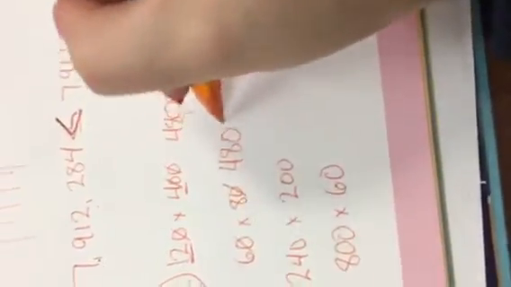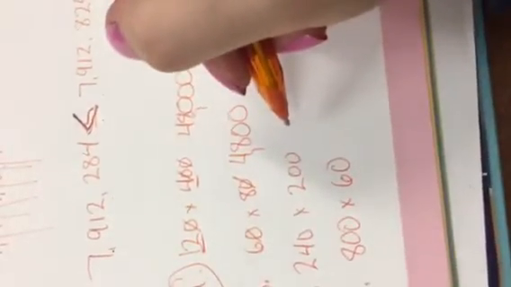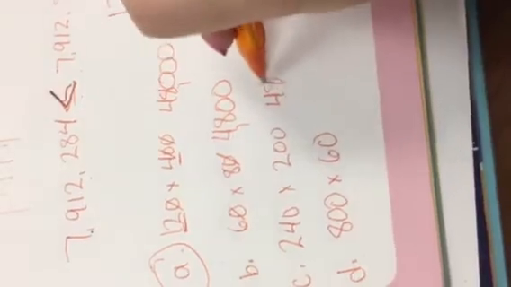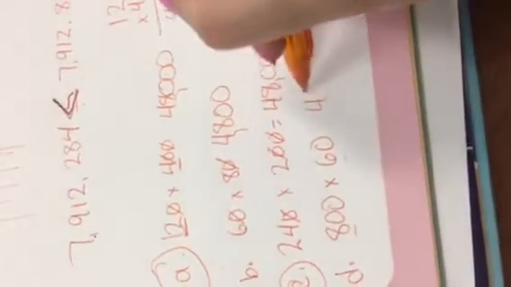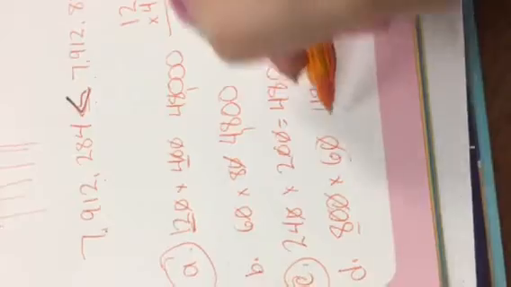6 times 8, I know is 48, and I have 1, 2 zeros, so that's 4,800. 24 times 2 is also 48, and I have 1, 2, 3 zeros. Ooh, this is a good answer choice as well. And 8 times 6 is 48, and 1, 2, 3 zeros. So I have A, C, and D, which are all good answer choices.